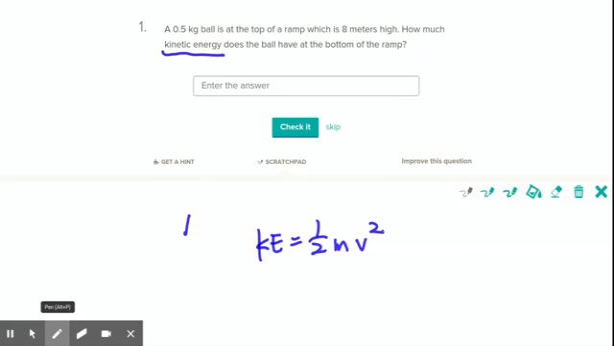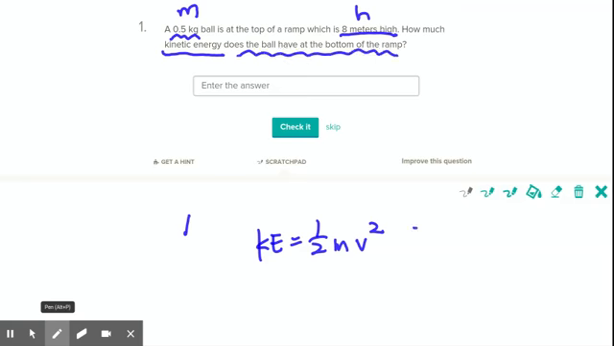Right? All you have to do, what's m? 0.5. Oh, sorry. That's the length. So this is m. Right? So yes, we're looking for kinetic energy, which is half mv squared. However, here, the v is not given to you, it's giving you the height. Remember the conservation of energy, right? It says how much kinetic energy does the ball have at the bottom of the ramp?